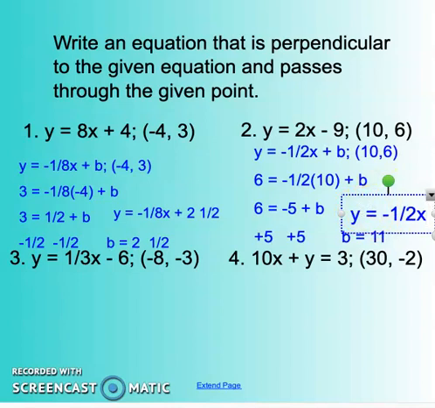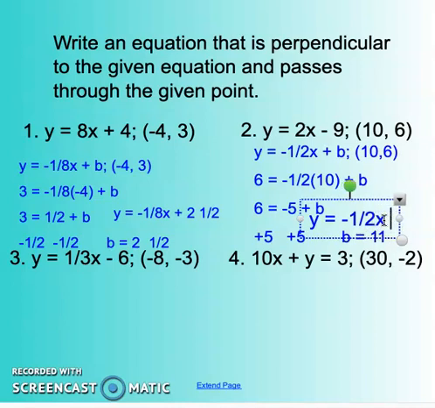and I'm sorry, I'm running out of space, so I got to move this over. Negative 1/2 x, and then our b is 11. So there's our answer. Nice job, guys.